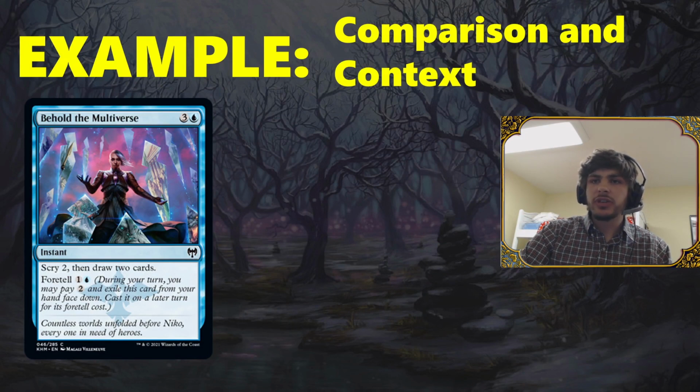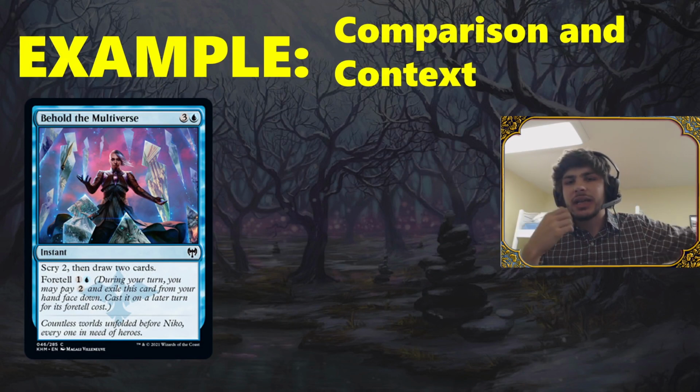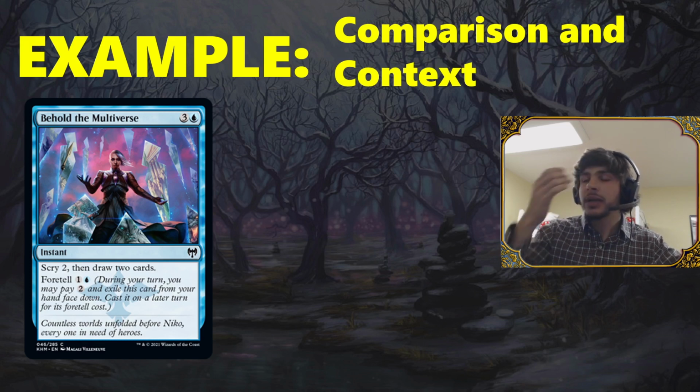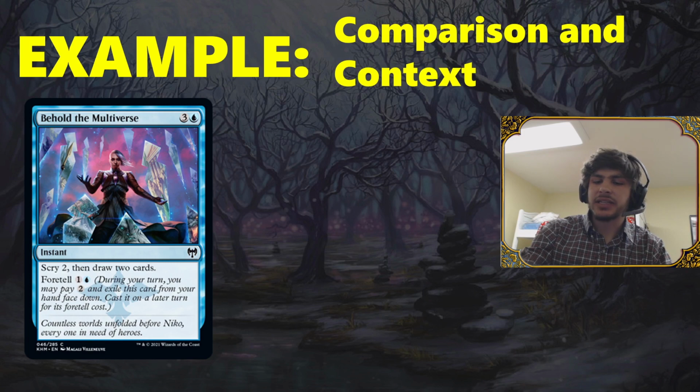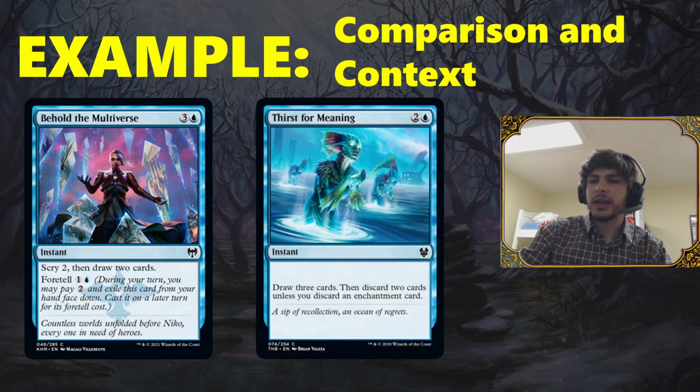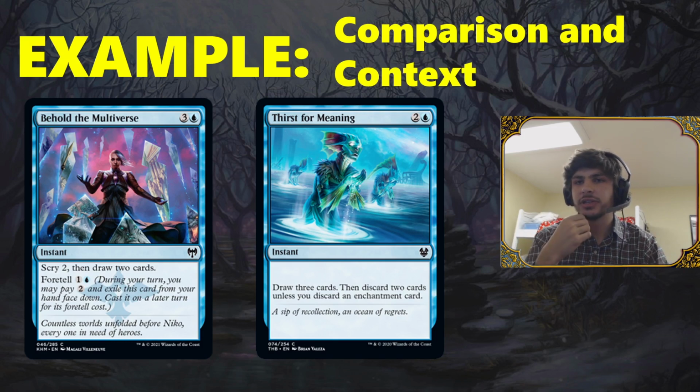So Behold the Multiverse is 4 mana for an instant that says scry 2, draw 2 cards, and it has Foretell for 1 and a blue. Now, here are some cards from the past year of Magic that we can compare it to. We can compare it to Thirst for Meaning, which was 3 mana to draw 3 and then discard 2 cards unless you discard an enchantment. So similar, instant speed card draw.